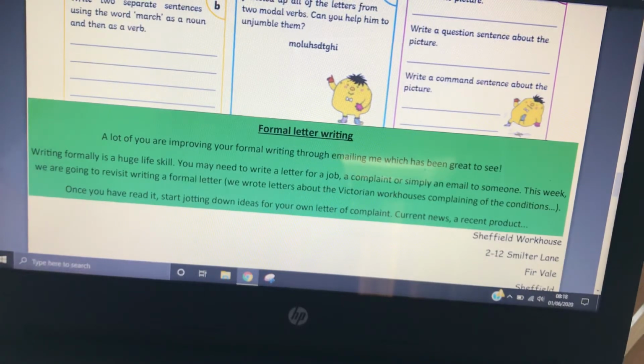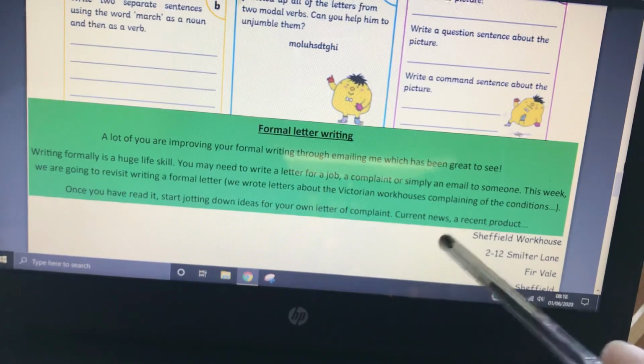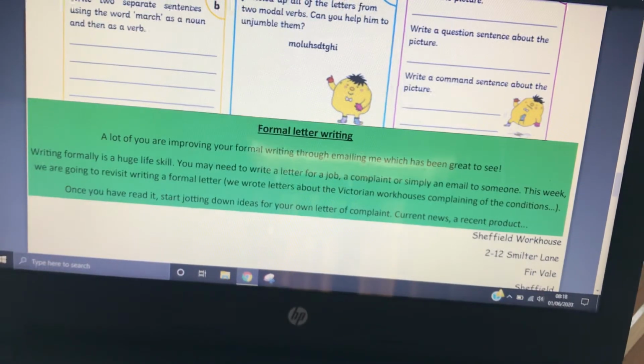So we're going to have a revisit of writing formal letters, because we did one for Victorian Workhouse. And all we need to do today is read through it, remind yourself of it, and then just jot down a few ideas of letters of complaint for yourself. We've got current news and recent product. I'll come back to that.